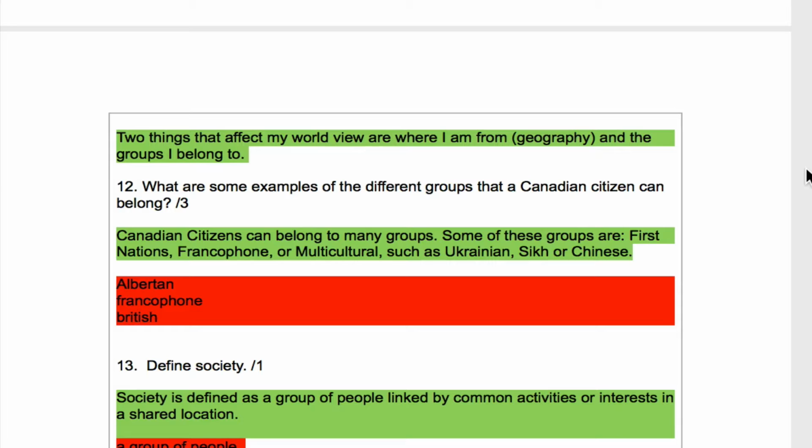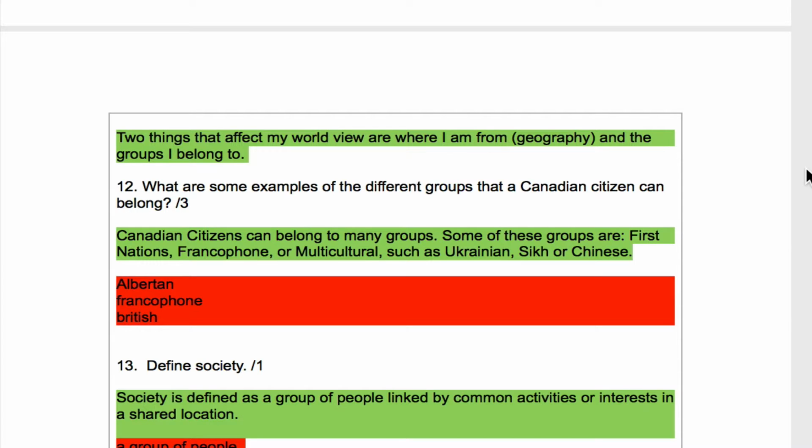So let's take a look at what a good answer for this question would look like. Canadian citizens can belong to many groups. Some of these groups are First Nations, Francophone, or multicultural, such as Ukrainian, Sikh, or Chinese.